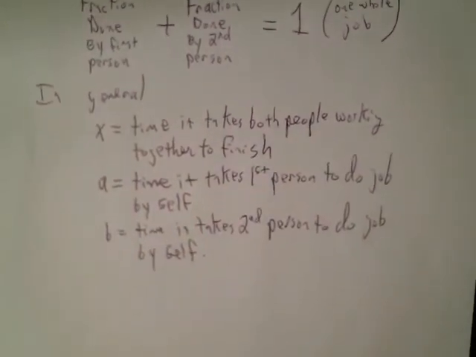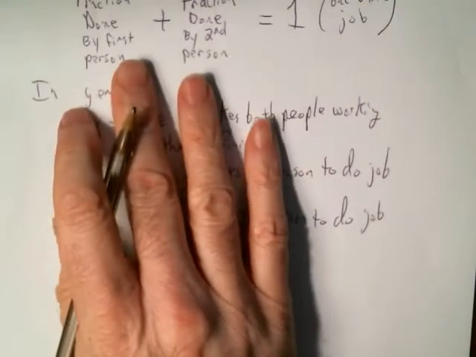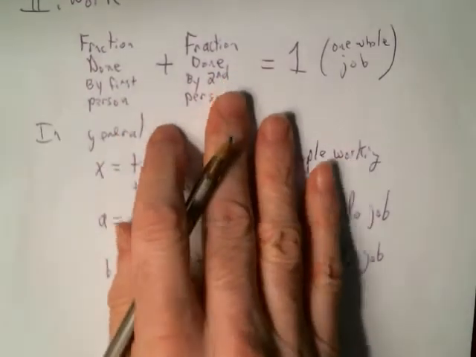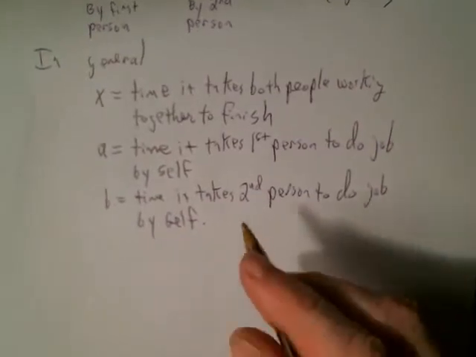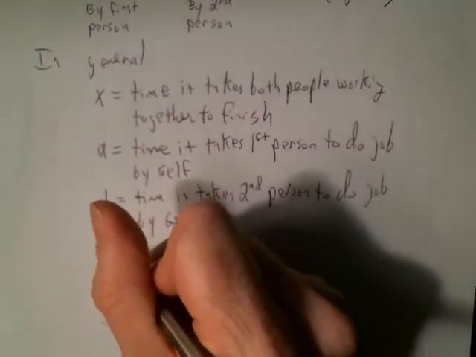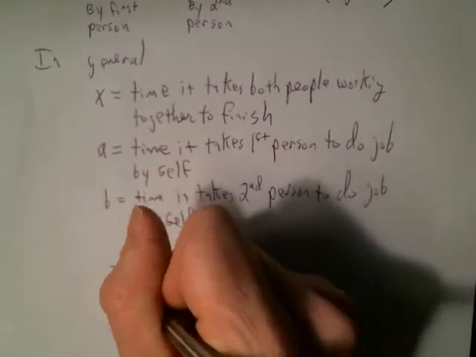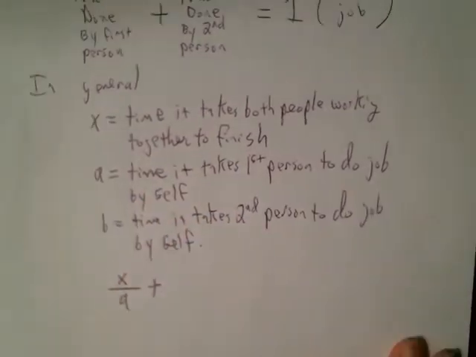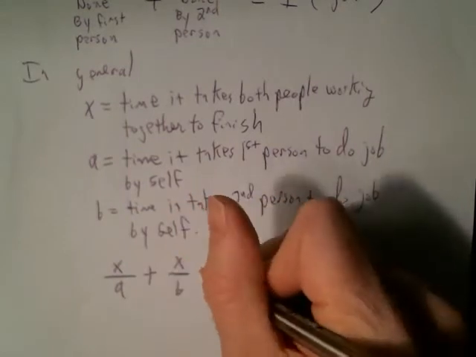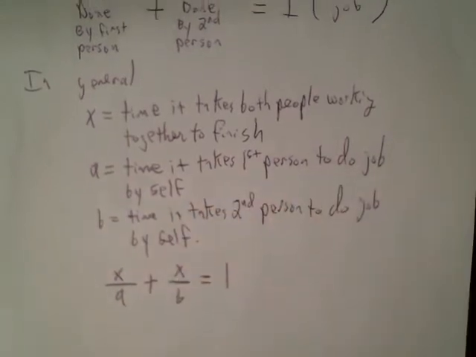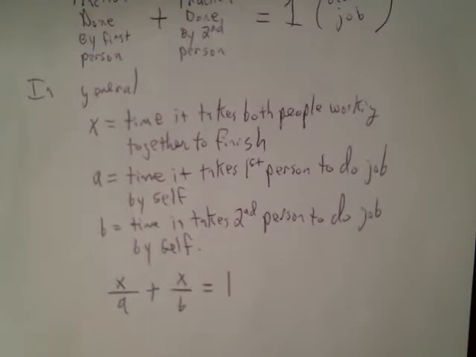Okay. So in general then, I could rewrite my original equation. The fraction done by the first person is going to be x over A, plus the fraction done by the second person, x over B, will equal 1.